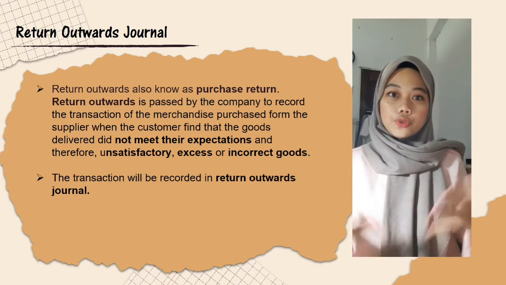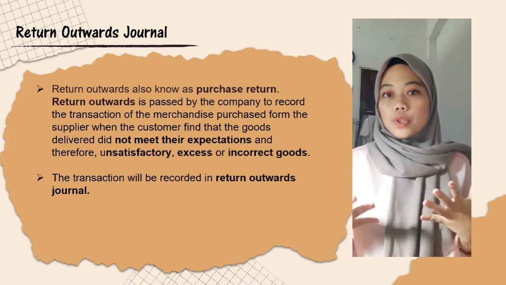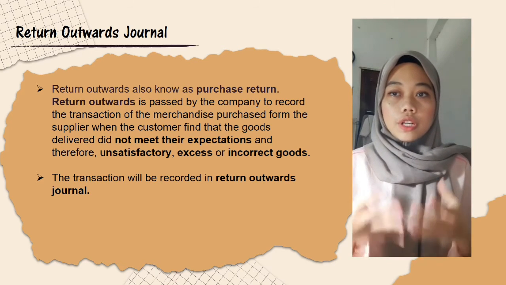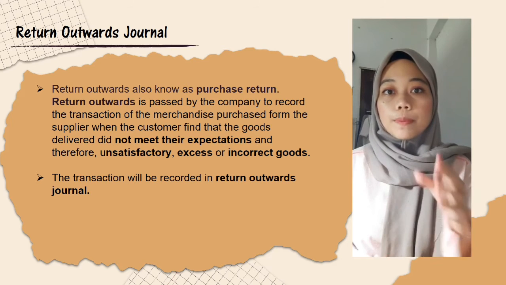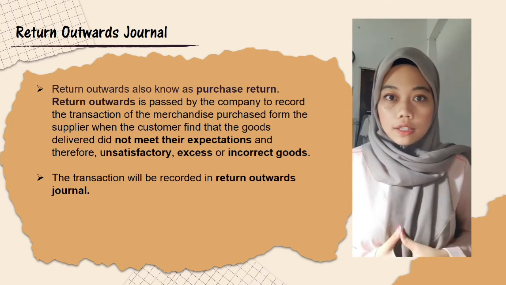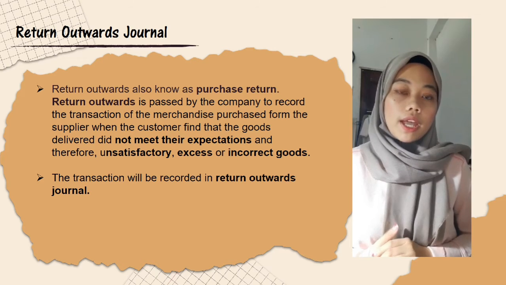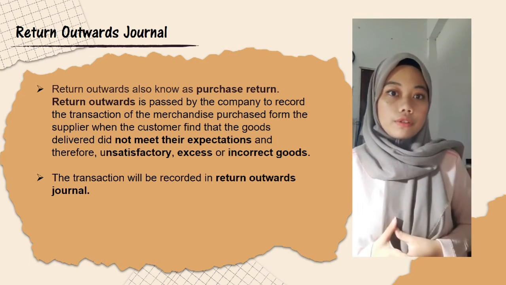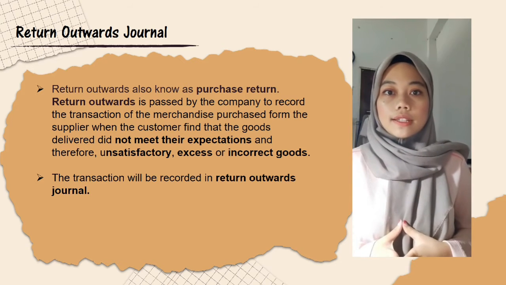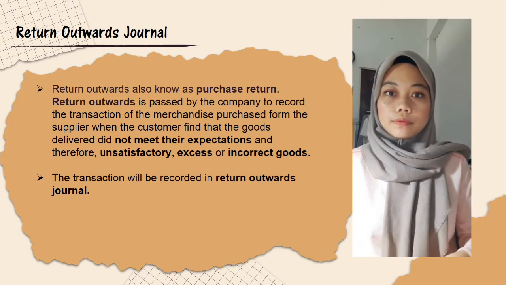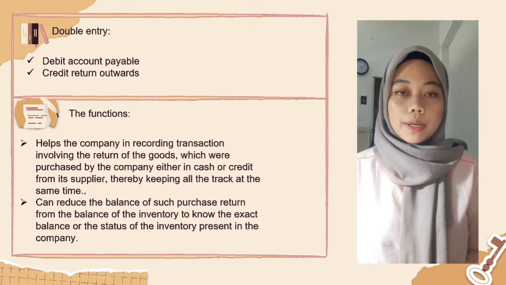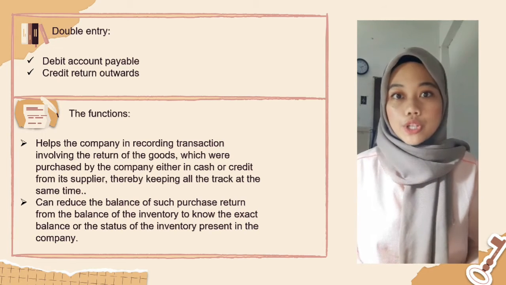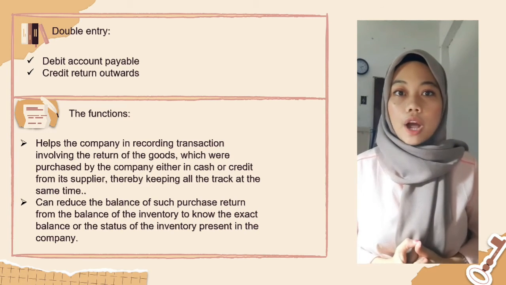Now let's move on to the returns outwards journal. Returns outwards, also known as purchase returns, is passed by the company to record the transaction of merchandise purchased from the supplier when the company finds that the goods delivered do not meet their expectations and are therefore unsatisfactory, defective or incorrect goods. The transaction will be recorded in the returns outwards journal. The double entry is we will debit accounts payable if the company bought the goods from the supplier on credit, and we will credit returns outwards.